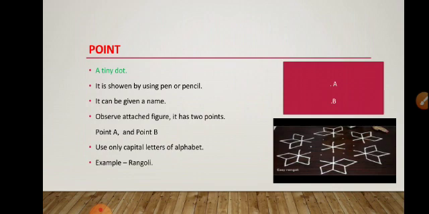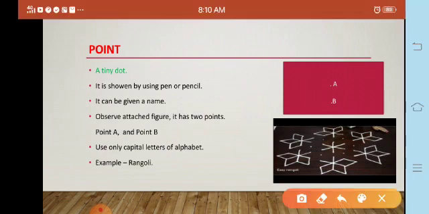Point. A tiny dot. It is shown by using pen or pencil. It can be given a name. Observe the attached figure. It has 2 points, that is point A and point B. We have to use only capital letters of the alphabet for giving names to the points. Example, Rangoli. For making Rangoli, we have to use points in the form of dots.